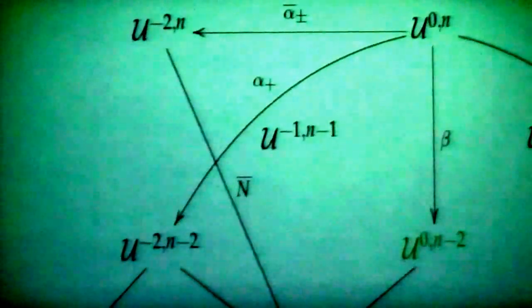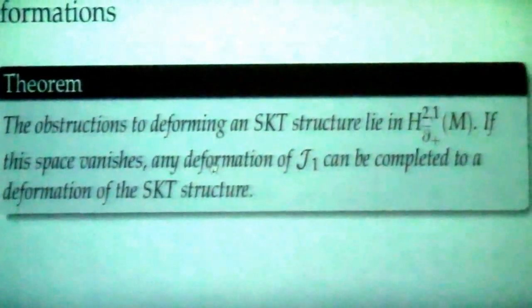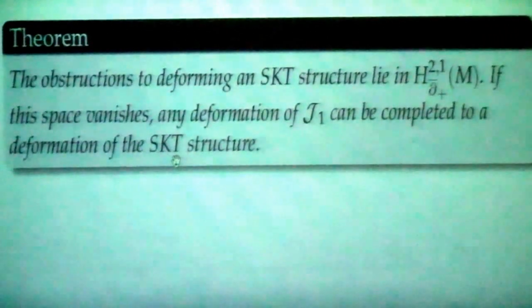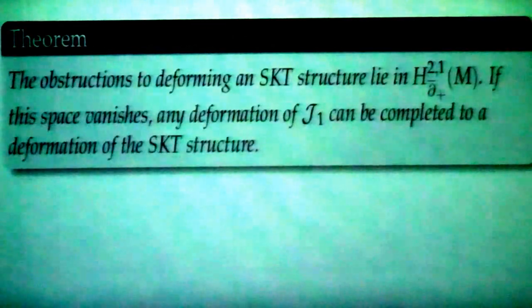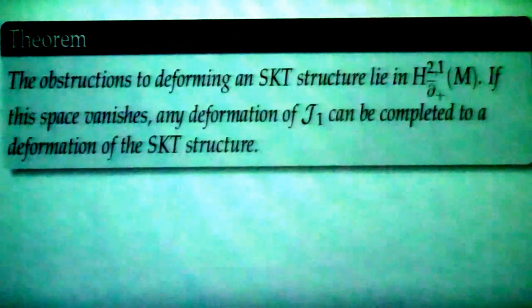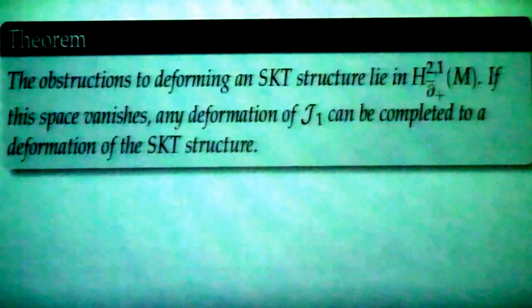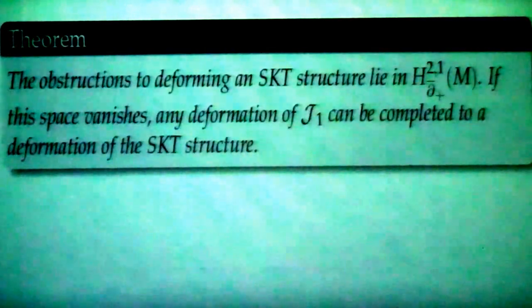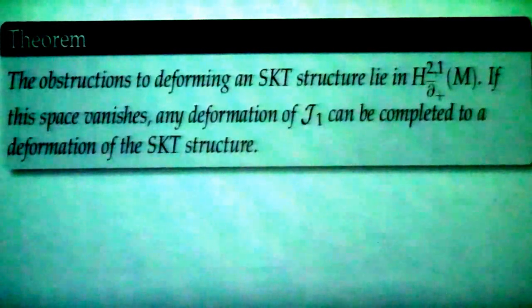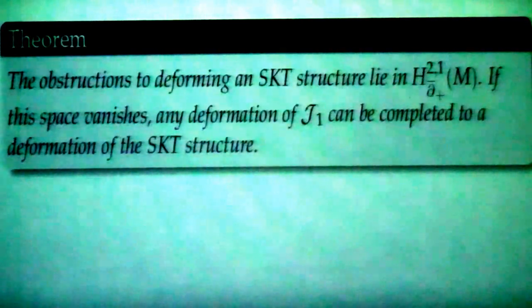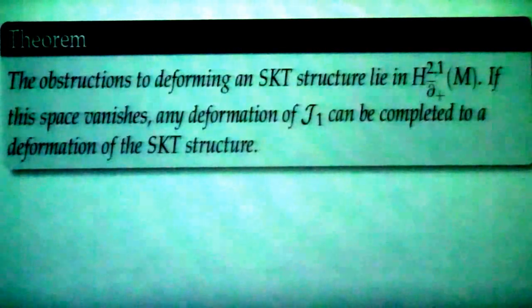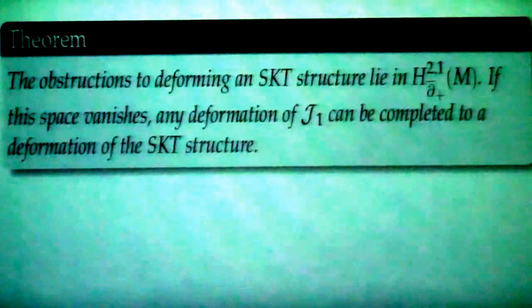I'm just giving here some indices that denote that it lives in this particular spot here. Okay, so the obstruction lies in this space, and if this space vanishes, then J1 can be completed to a deformation of an Skt structure. If it doesn't vanish, well, then you have some obstructions, and you have to deal with them. Okay, so that's essentially the conceptual framework that explains what Salamon, Fino, and Tomassini were finding in their Skt paper.